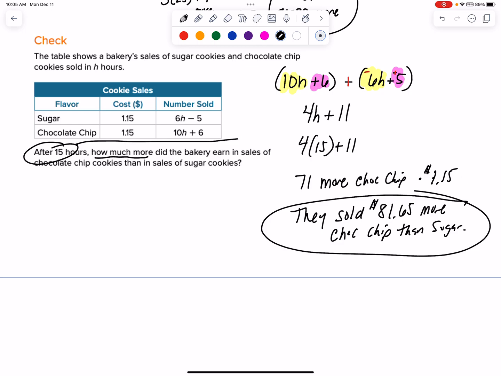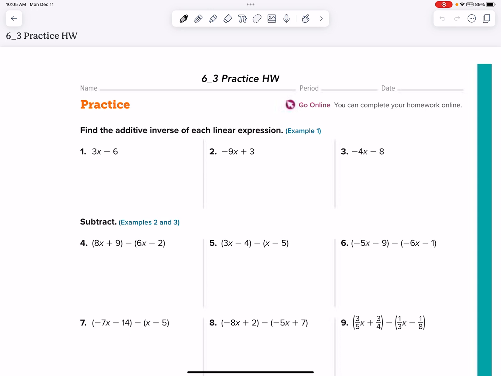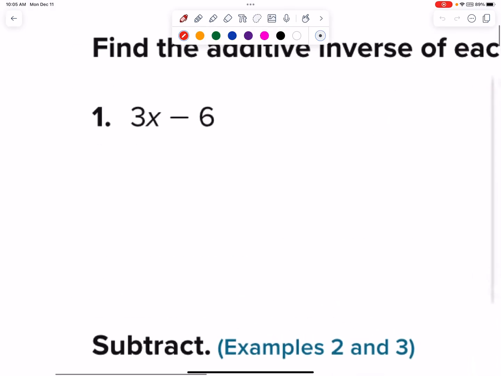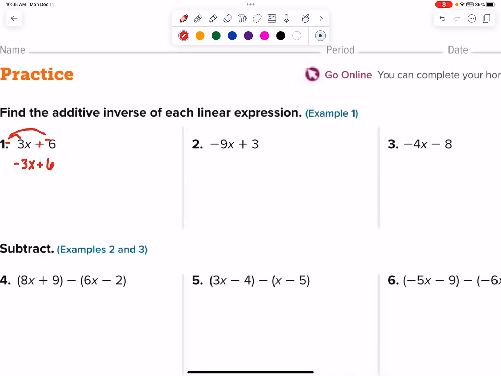All right, let's head to your homework and continue your practice. So 6-3 practice homework. 1, 2, and 3, again, are just saying, hey, do you know how to distribute that negative? Can you add the opposite? So yes, we can. We can take a negative and distribute it out and end up with a negative 3x. And then if I KFC this, I would have plus a positive 6. And there we go.